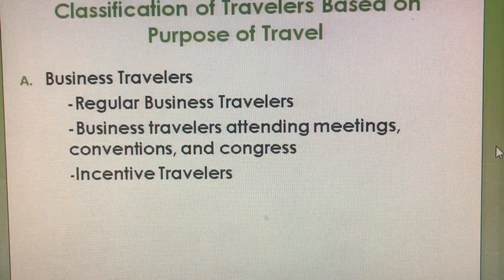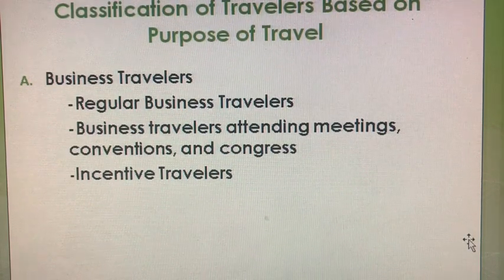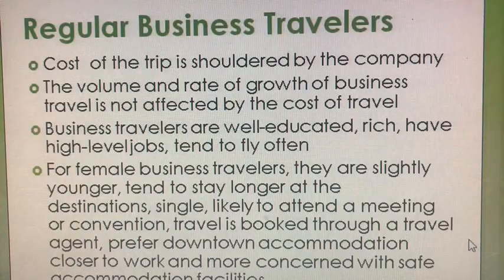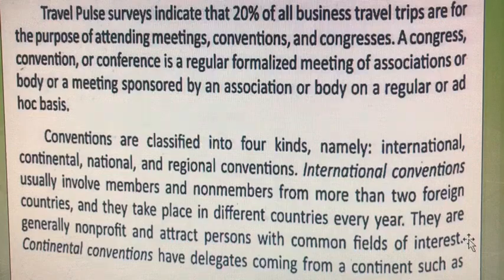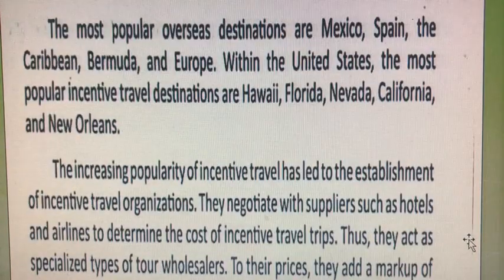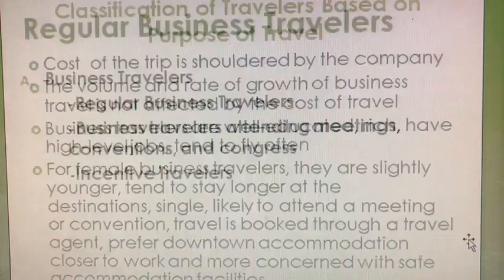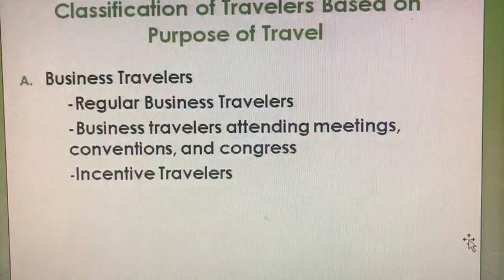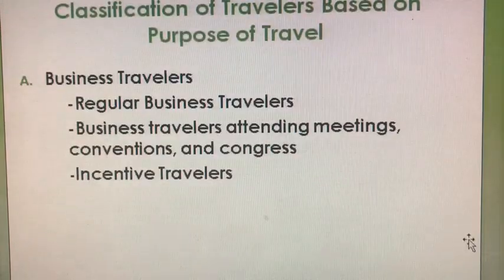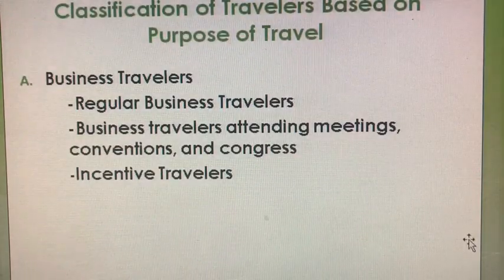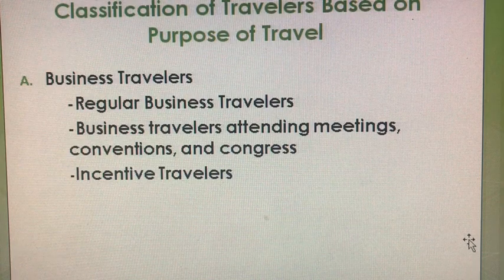Classification of travelers based on purpose of travel. So we have business travelers, okay, and pleasure travelers. Okay, so we'll start muna with business travelers. Business travelers include regular business travelers. What else? Business travelers attending meetings, conventions, and congress, and incentive travelers.